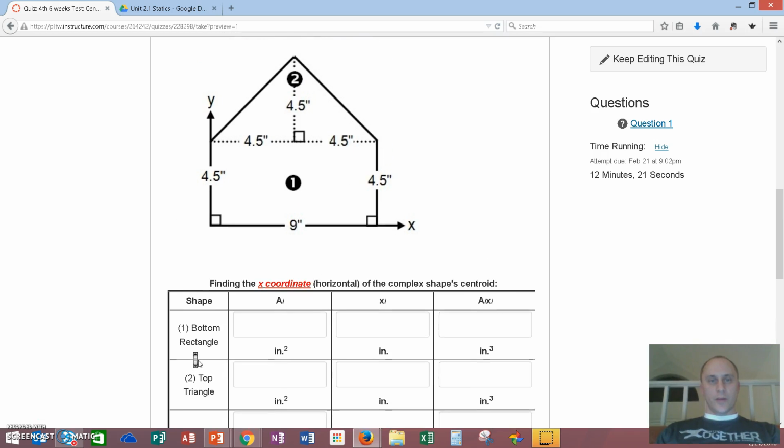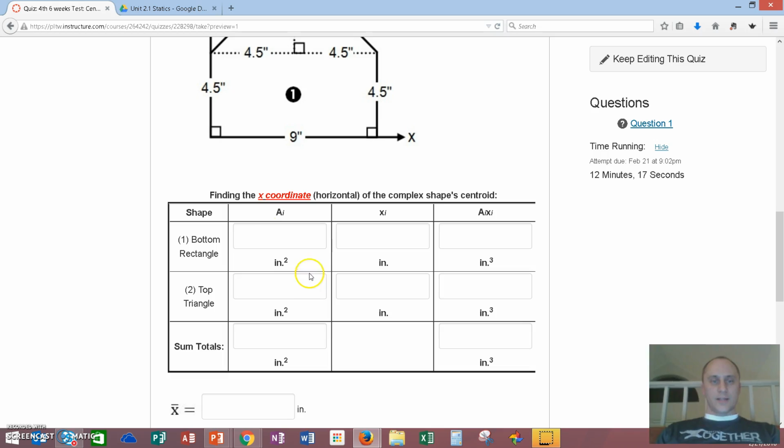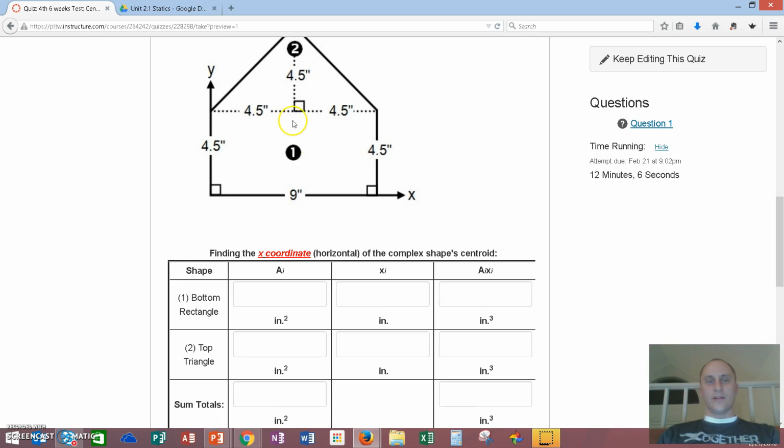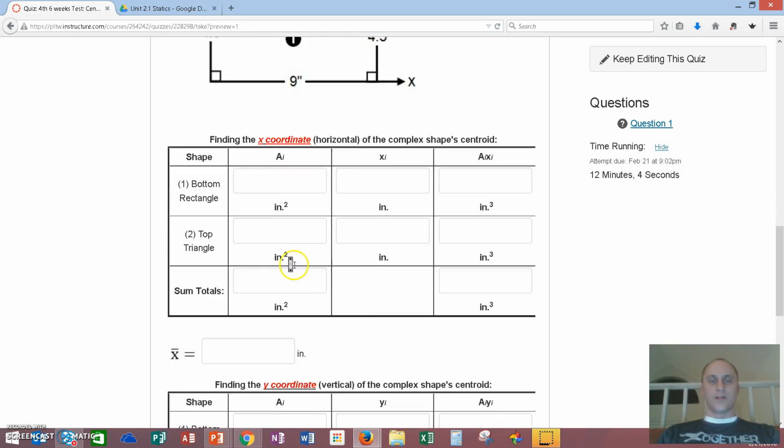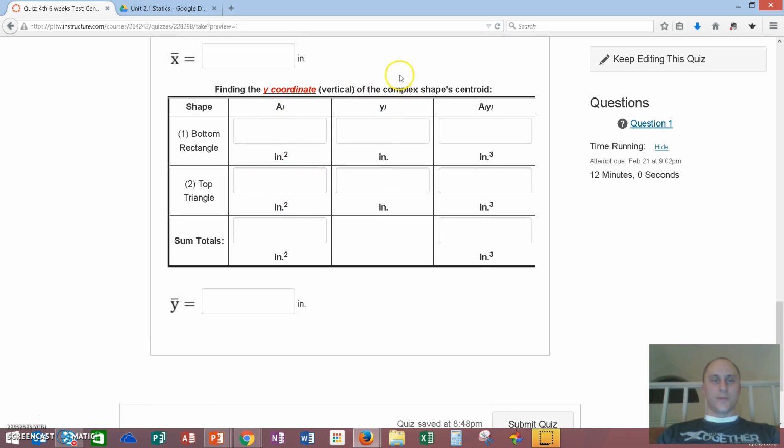So we're going to look up here first. This table right here is asking us to find the x-coordinate, the horizontal component of the complex shape's centroid. In other words, along the x-axis, how far along will we find the centroid of this complex shape? And then down below, we have a similar table to help us find the y-coordinate.